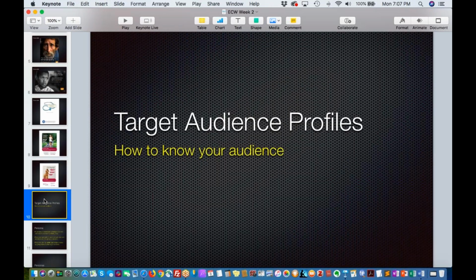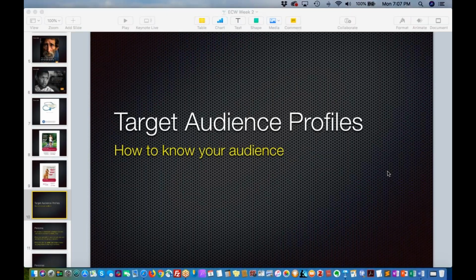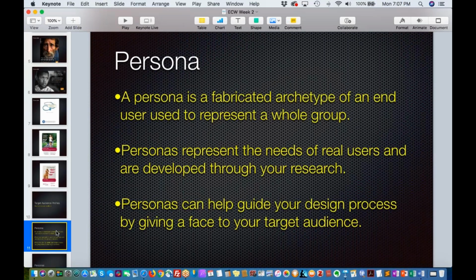But before you can do your testimonial ad, we have to think about your target audience. You need to know who you're writing to and who you're communicating with in order to really reach them. So a persona is a fabricated archetype of a user that's used to represent an entire group. So say you are using a target audience of adults ages 25 to 54, you could create a fabricated persona that's maybe in the lower range.